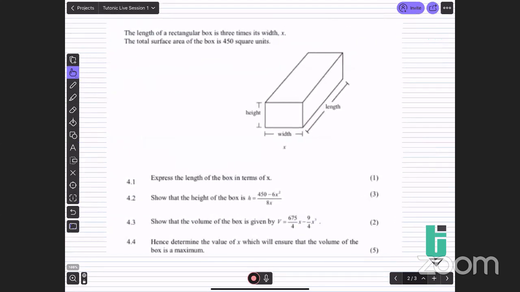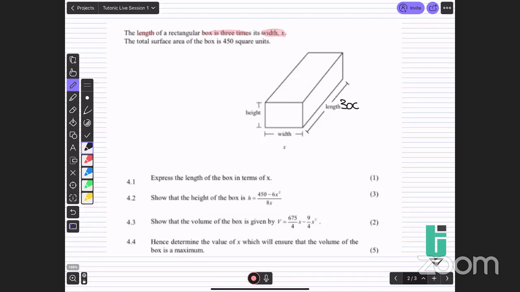The length of the rectangular box is 3 times its width, and the width is x. So what is the length, if the width is x? If it's 3 times, it's just going to be 3x. So from reading the question, I already know it's 3x. The total surface area. Someone say something? No, I just cleared my throat.